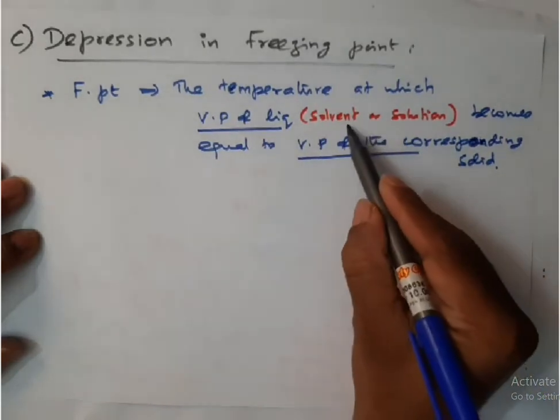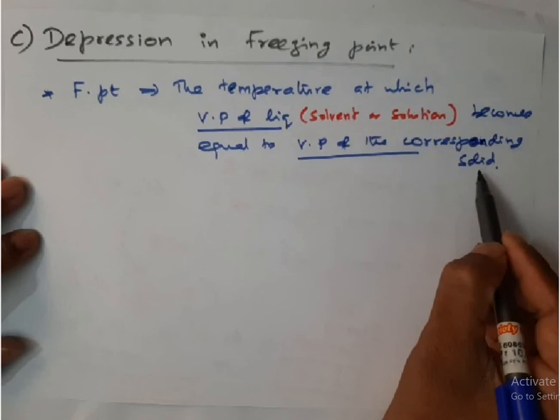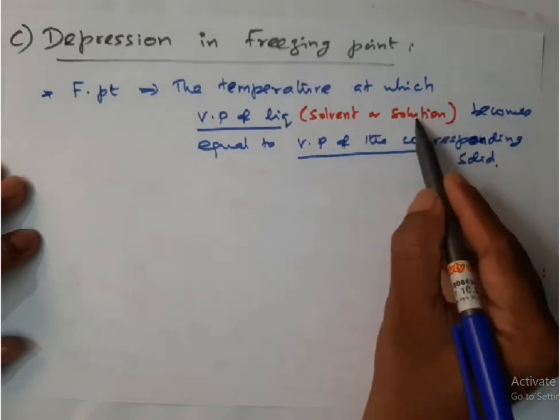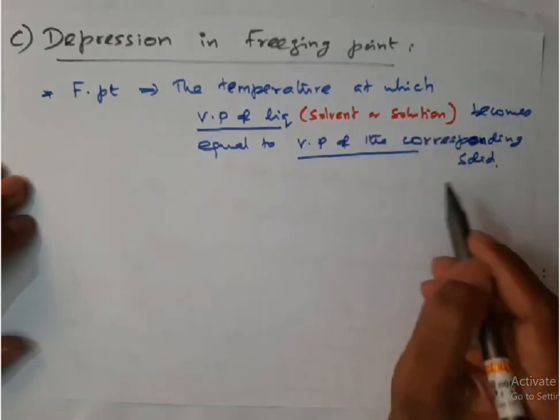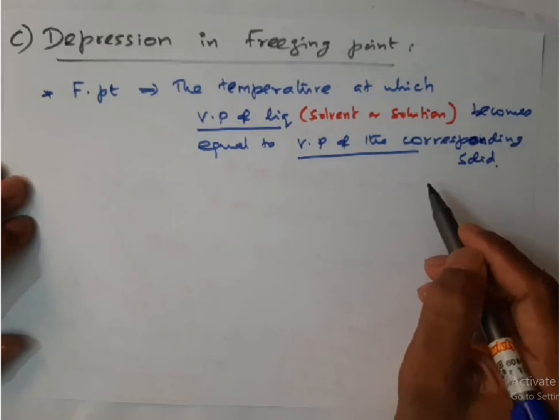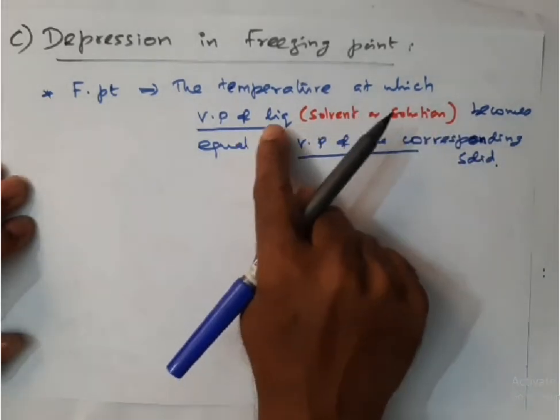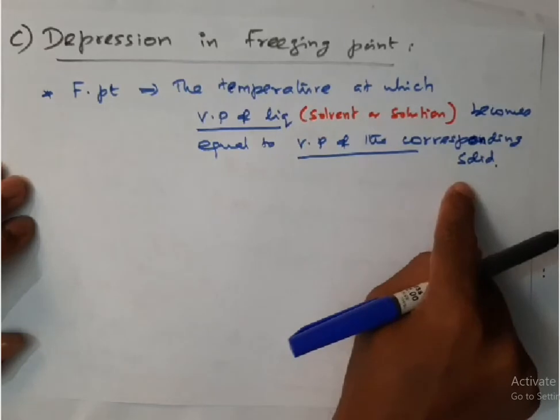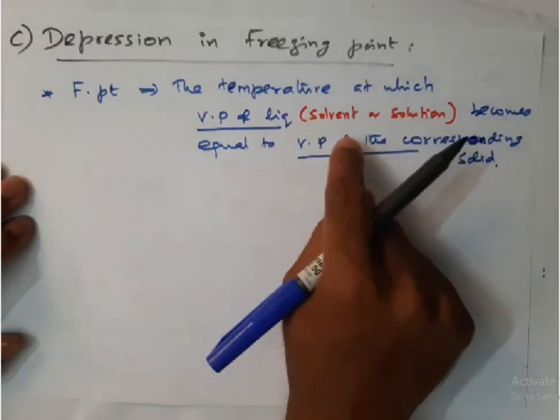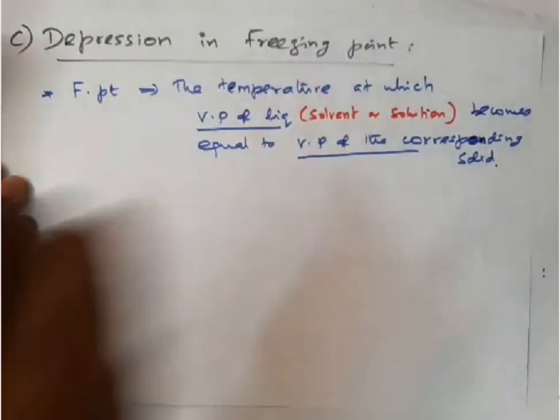If you take pure solvent, it is a pure solid of pure solvent. If you take a solution, it is a solid of solution. So you measure the vapor pressure of the liquid and vapor pressure of the solid. If these two become equal at one particular temperature, then that temperature is the freezing point.